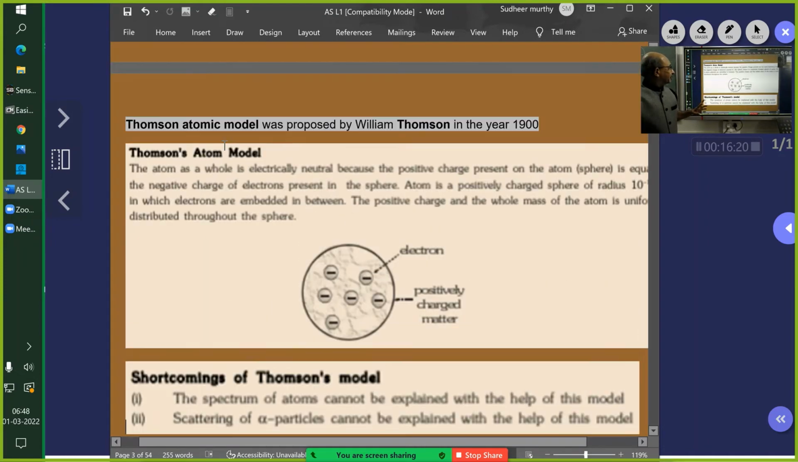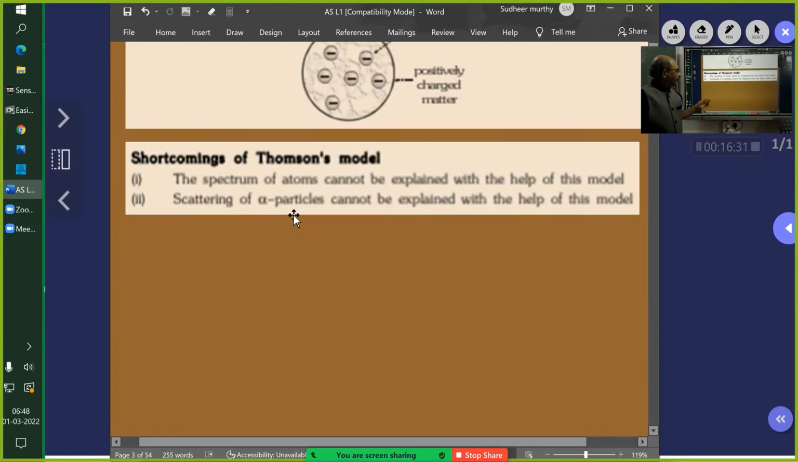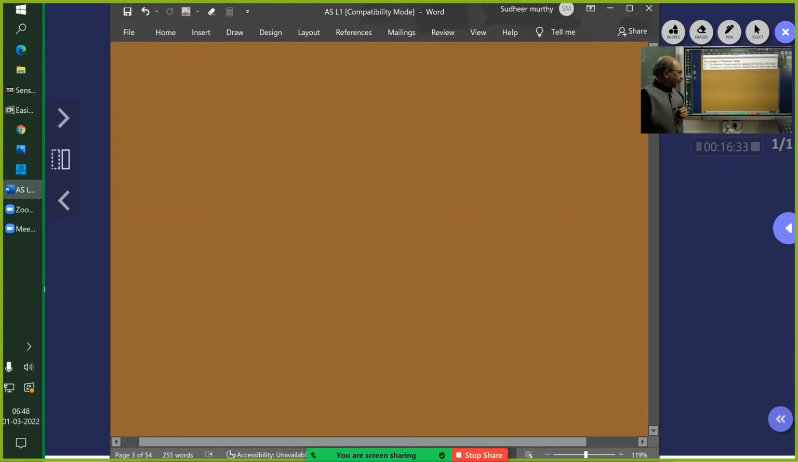And remember the timeline: 1809, Dalton's theory; then 1897, electron discovery by Thomson; and 1900, the Thomson model.